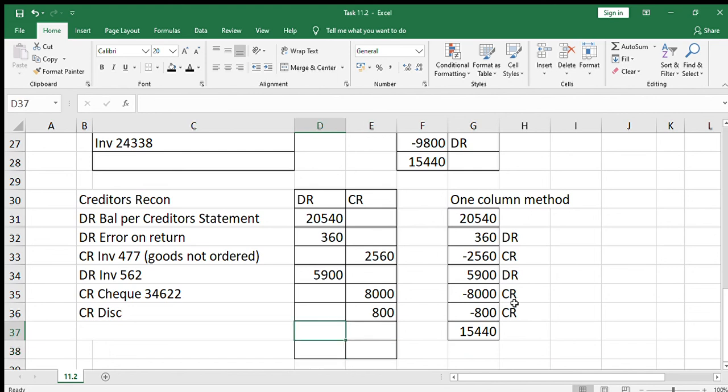And in the two column method, what we'll actually do is look at the two columns, look at which side is bigger, and it's definitely the debit side. So we're going to put that answer in on both sides. Okay, we will then work out the difference between 26,800 and 25,60, 8,800, to get the answer of 15,440. And next week we just say credit balance per creditor's ledger. Okay, so that's all for this question.